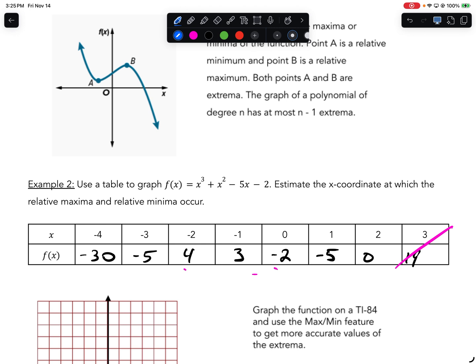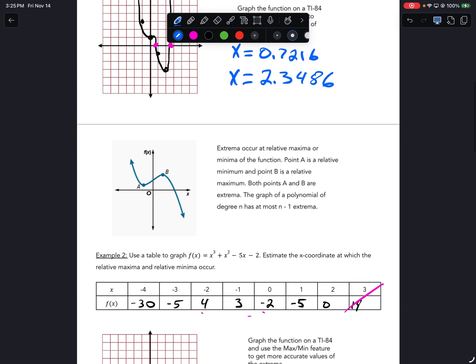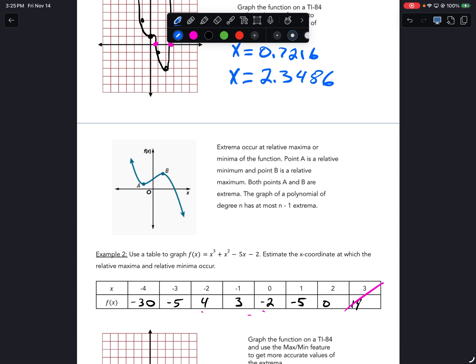Okay, write those ones down. Wait, would you get the first one? 0.72? Does the 0.72 work?